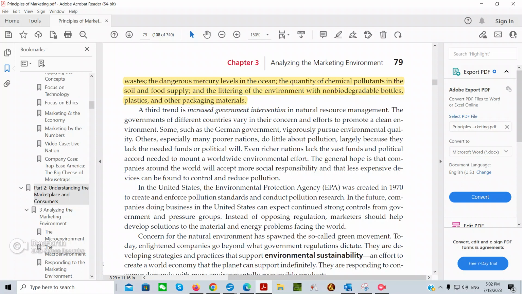The third trend is increased government intervention in natural resource management. The governments of different countries vary in their concerns and efforts to promote a clean environment. Some, like the German government, vigorously pursue environmental quality. Others, especially many poorer nations, do little about pollution, largely because they lack needed funds or political will. Even richer nations lack the vast funds and political accord needed to mount a worldwide environmental effort.